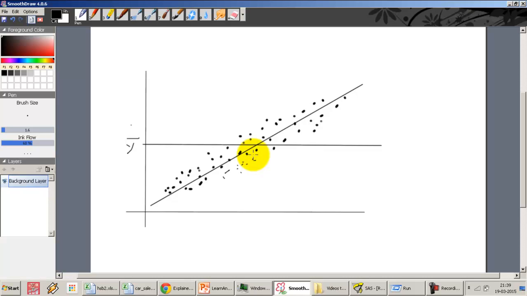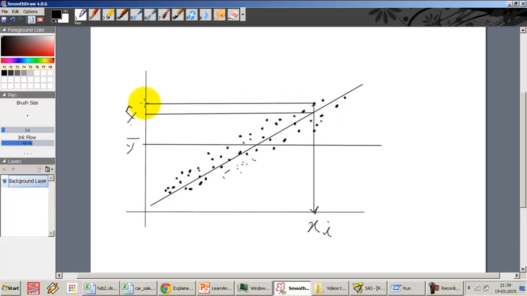Let's pick one particular point over here, and let's say this is the observation we are talking about, the observation at point xi. For this particular xi, the predicted y hat lies over here, and the actual value yi lies over here. So if I look at this distance, this is the residual, and if I sum it up, this will be the error sum of squares.